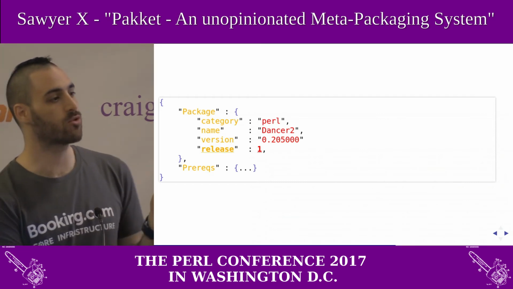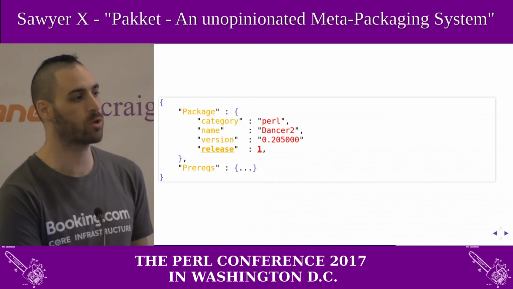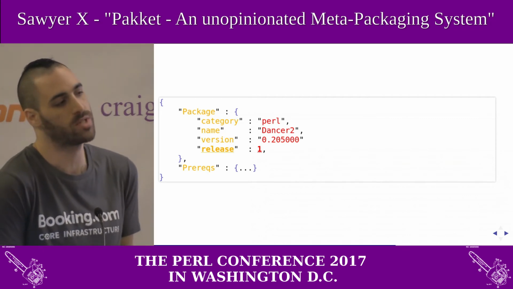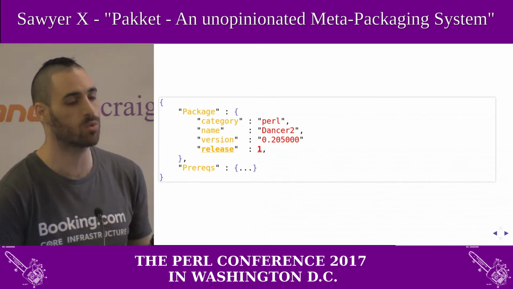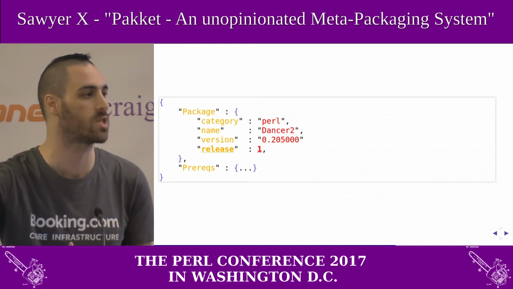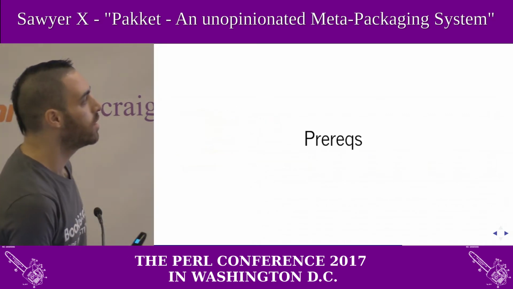Well, for the release, we're trying to just keep it a simple int. At the moment, we're keeping it a single int. If we find a reason to change that, we will. But the idea is that the version could be arbitrary, and the release will just give you an incrementing number to distinguish between them. And the prereqs, I haven't gone into it, so maybe I should.